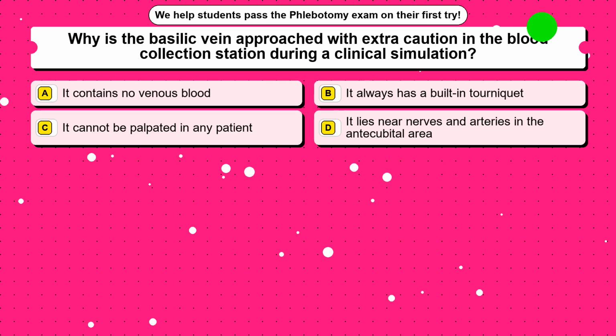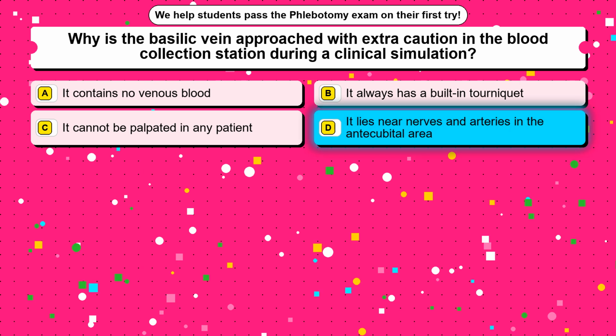Question 75. Why is the basilic vein approached with extra caution in the blood collection station during a clinical simulation? Option A. It contains no venous blood. Option B. It always has a built-in tourniquet. Option C. It cannot be palpated in any patient. Option D. It lies near nerves and arteries in the antecubital area. The correct answer is option D.